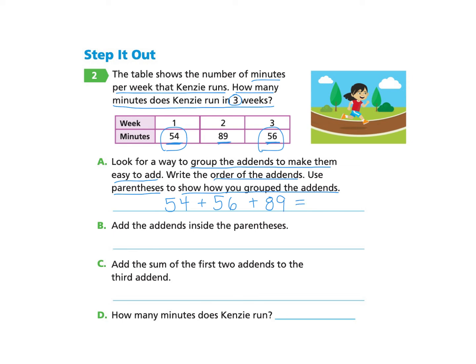And then I'm going to put parentheses in front of 54 and after 56 because that's the order that I want to add. I want to add those first and then add 89 to whatever the sum that they make. Let's take a look at part B.